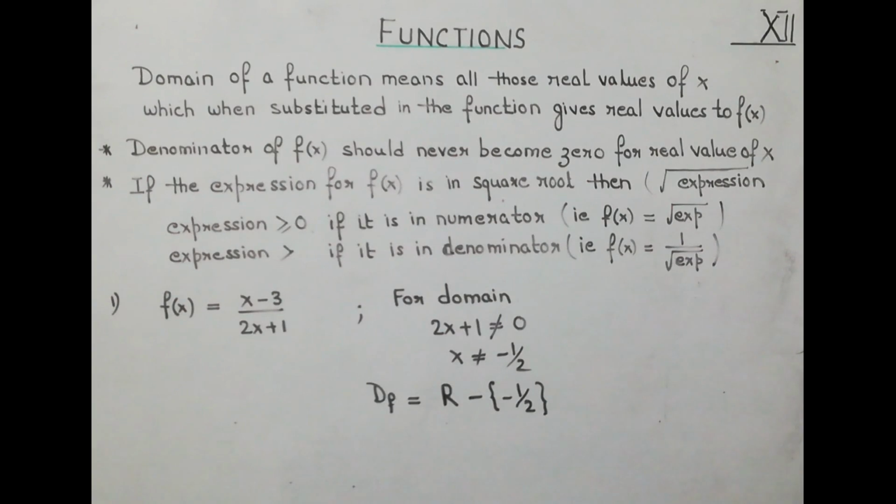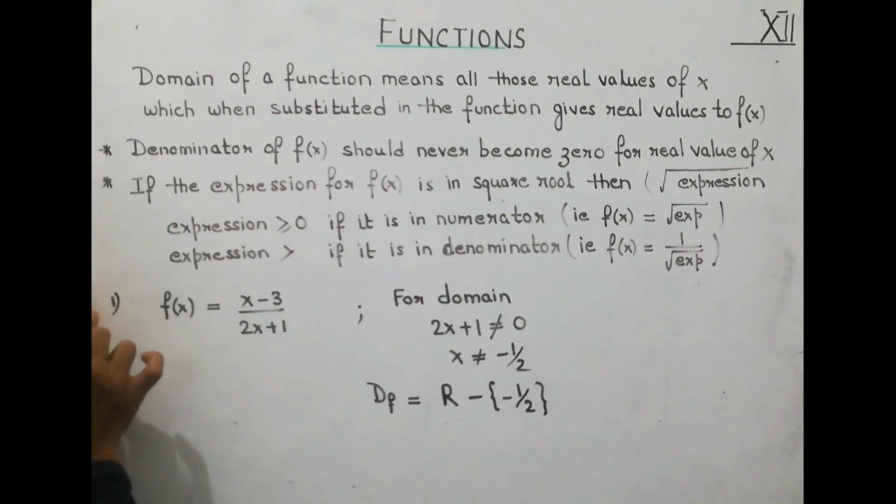So here we equated the denominator with not equal to 0 and we are getting x is not equal to minus half. So that means you can have any real value for x except minus half. Other than minus half, you put any real value for x, you will get a real value for f(x). So this is how we find the domain. Now let us take one more example. You have noted down, so take one more.